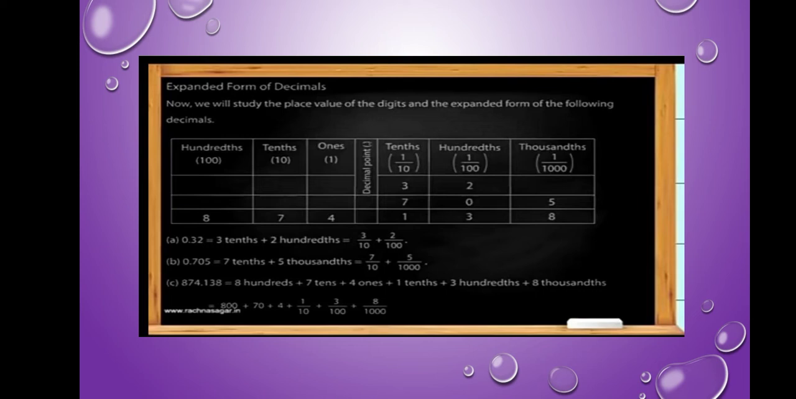Expanded form of decimals. To write the expanded form of decimals, now we will study the place value of the digits and the expanded form of the following decimals. Here in the given table you can see the decimal point will be in the center, and after that come the 1 by 10, 1 by 100, 1 by 1000 place values, and then on this side ones, tens, hundreds. There's a mistake here. Just note it is not tenth, it is tens, hundreds. Then you have to arrange the given numbers as per the place value chart.